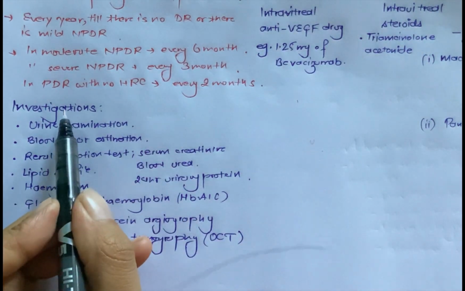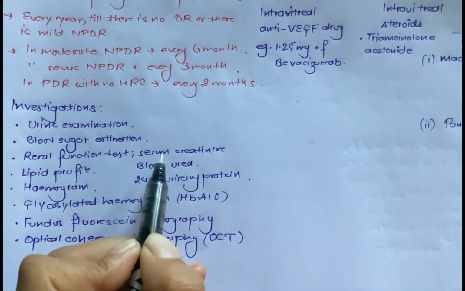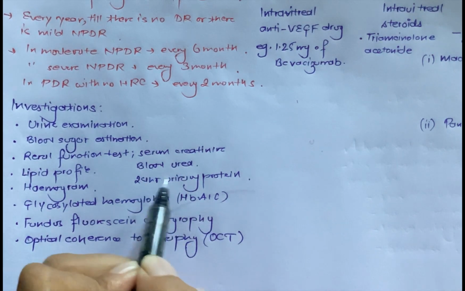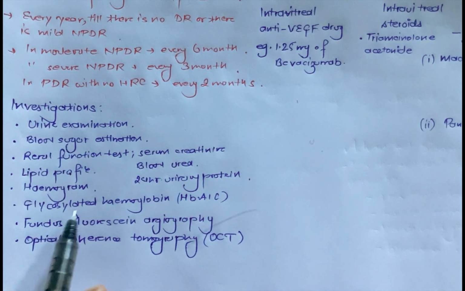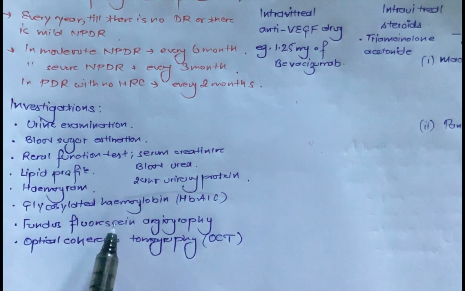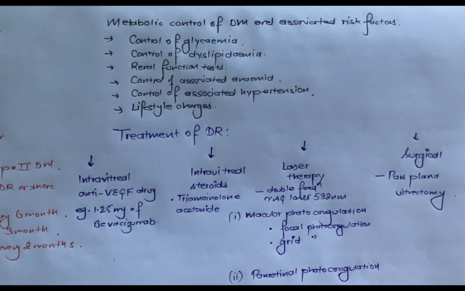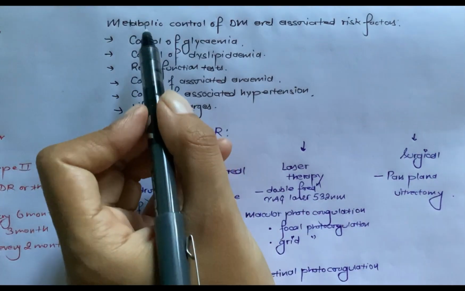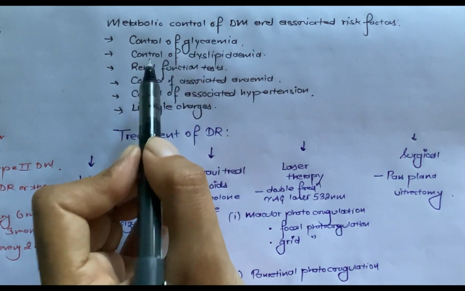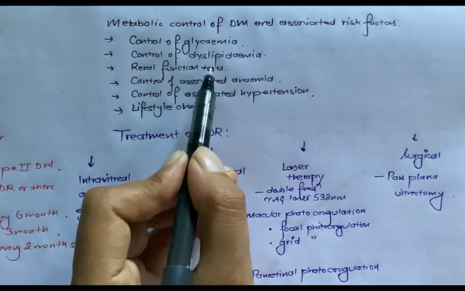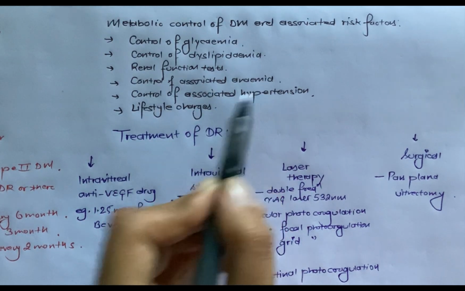And under investigations, we should do urine examination, blood sugar estimation, renal function tests for serum creatinine, blood urea, 24-hour urinary protein, and lipid profile. Hemogram and glycosylated hemoglobin should be investigated. Fundus fluorescein angiography should be done, and optical coherence tomography should also be done. And under management, we should also do metabolic control of diabetes mellitus and associated risk factors by control of glycemia, control of dyslipidemia, renal function, control of associated anemia, control of associated hypertension, and by applying lifestyle changes.